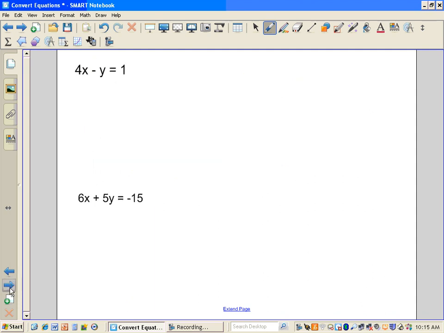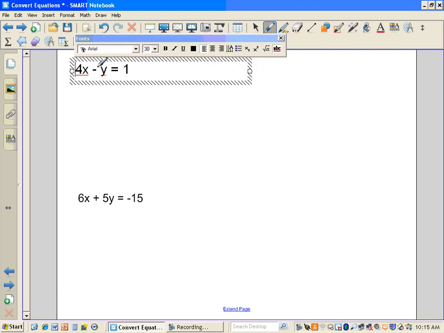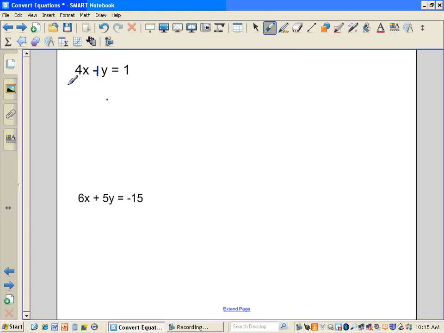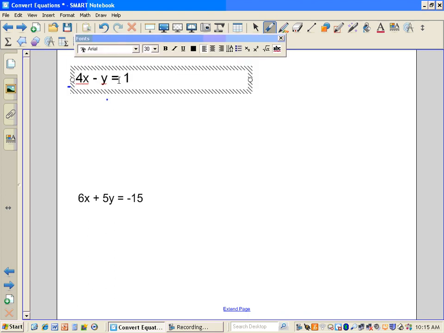I think I have 2 more examples. Okay, remember, if there's no coefficient in front of a value, it's a 1, so feel free to add a 1 in if you want. Same steps though.